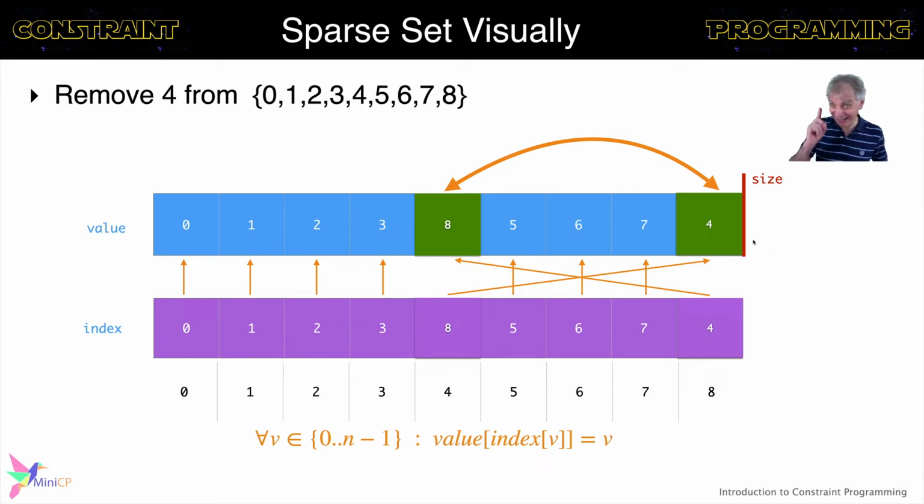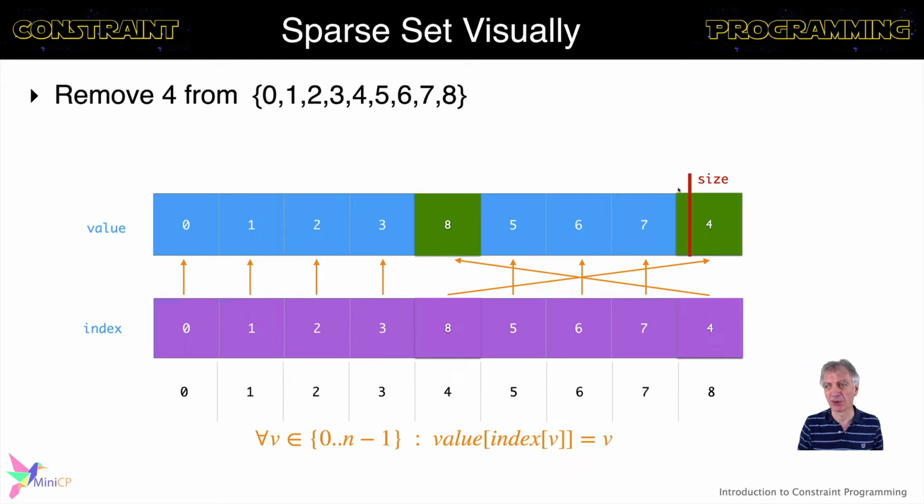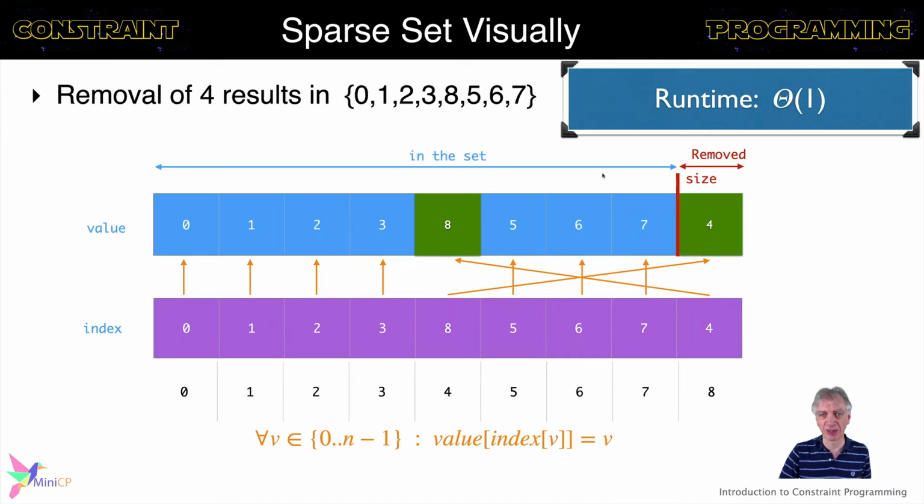Now I still haven't removed the value 4. To do that, I just have to move the size to the left by 1 position, right? And what is nice here is that these are the values which are in the array, and 4 is not inside the array. So inside my sparse set, I have the values 0, 1, 2, 3, 8, 5, 6, and 7, and the value 4 has been removed. Now all the values are still there, but this size component is telling me which are inside the set and which are not. So that's cute, right?